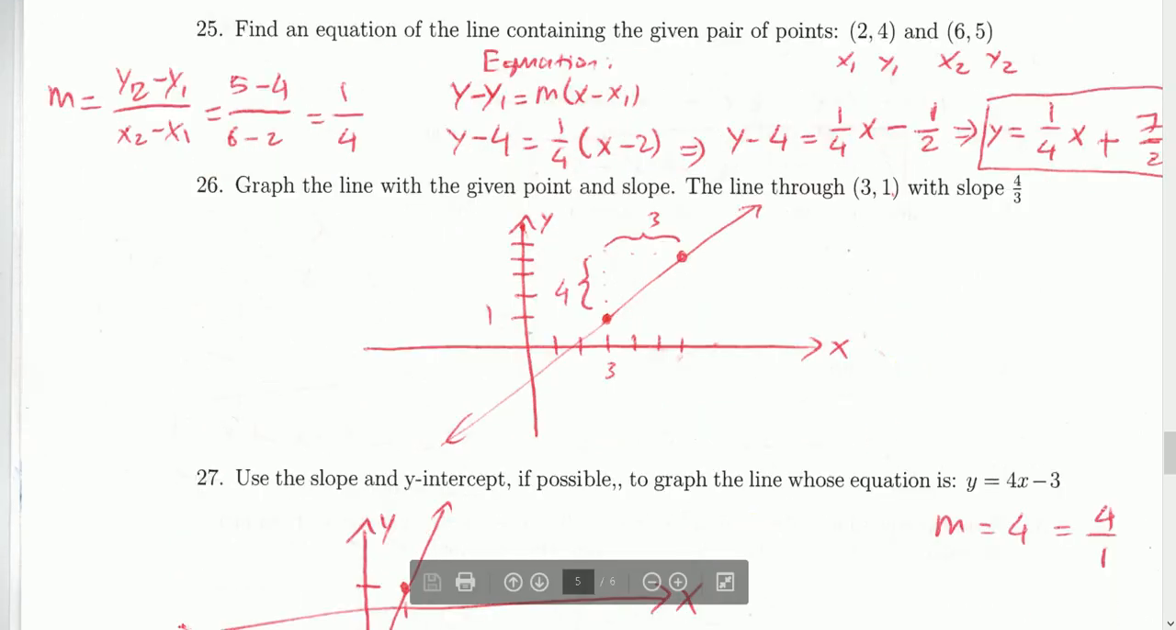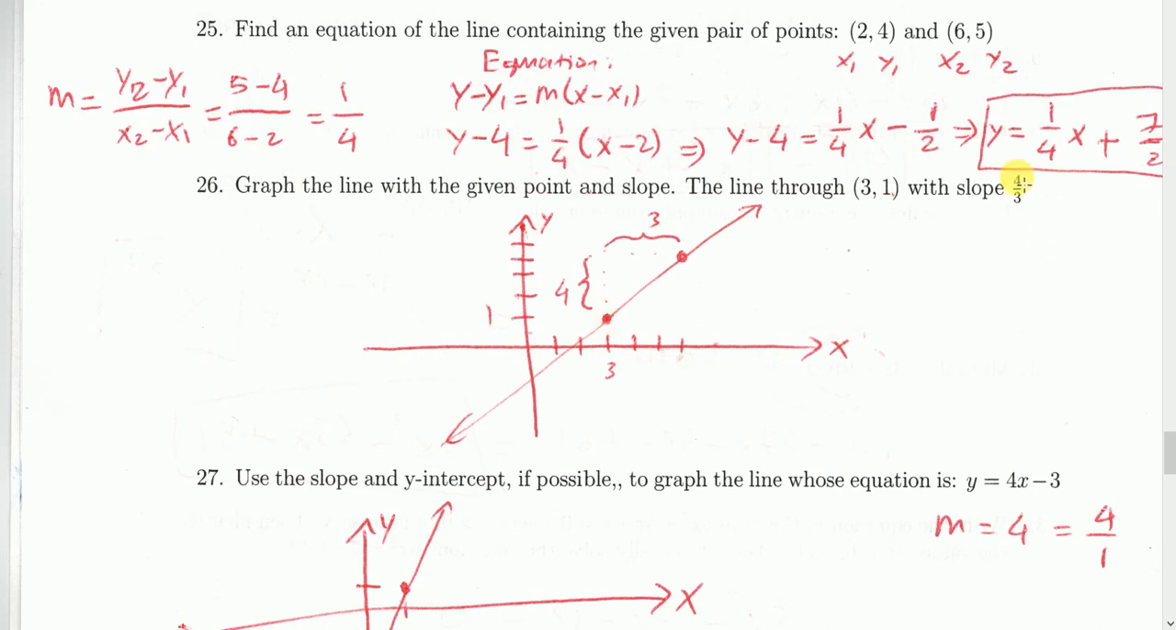26. We want to graph the line when we are given the point and the slope. So first, let's find the point (3, 1). 3 is for x, 1 is for y. So go 3 units to the right, then go up by 1 for y. So (3, 1) is this point.